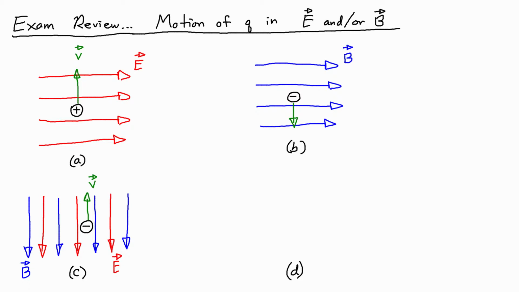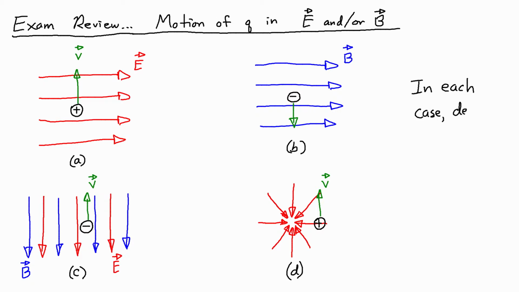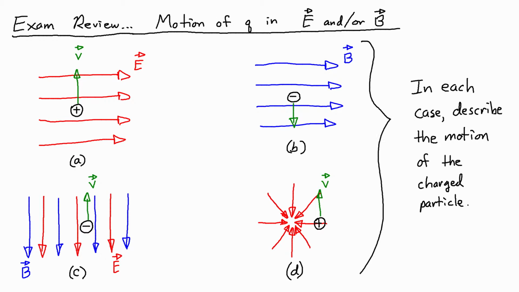And the fourth one has an electric field pointing inwards, as if you had maybe a negative charge, like the electric field that you would see from a negative charge. In this case, we have a positively charged particle, and at the instant shown, it has a velocity going straight up. In each case, the challenge to you is to describe the motion of the charged particle.